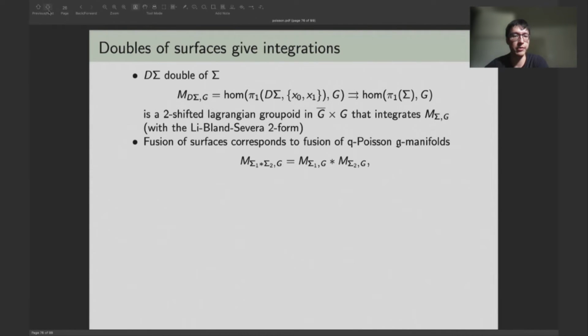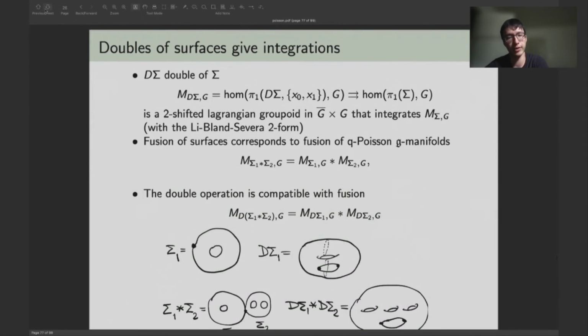And we can fuse surfaces, and the fusion of surfaces corresponds to fusion of quasi-Poisson G manifolds. So if we want to integrate a fusion of surfaces, we just have to integrate each of the pieces and fuse the integrations. This is a picture that explains what I said. In this case, we have an annulus with a single marked point, and the double is given by this one-hole torus. So we're gluing all the unmarked boundary components, but leaving only one boundary component that contains the marked points.